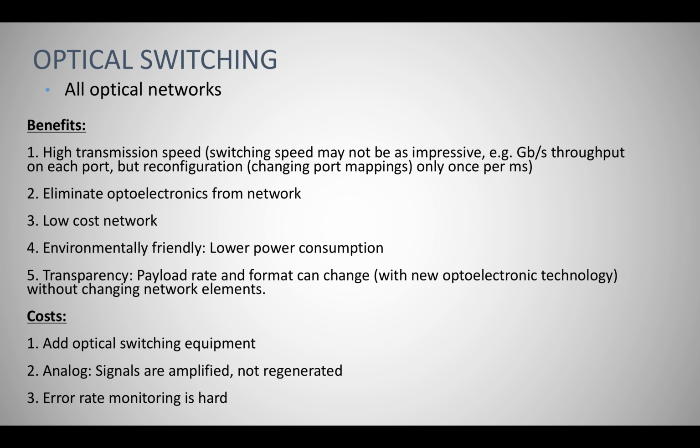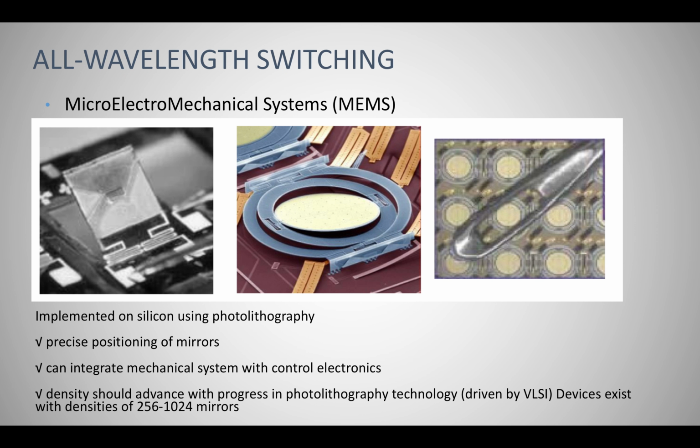But as for all optical networks, the benefits are high transmission speed, eliminating optoelectronics from networks, low network cost, and being environmentally friendly with lower power consumption. And there is transparency: payload rate and format can change without changing network elements. But actually, the costs are really expensive. We should add optical switching equipment, and as for analog, signals are amplified and not regenerated, and error rate monitoring is so hard. So thirdly, let's see the all wavelength switching microelectromechanical systems.